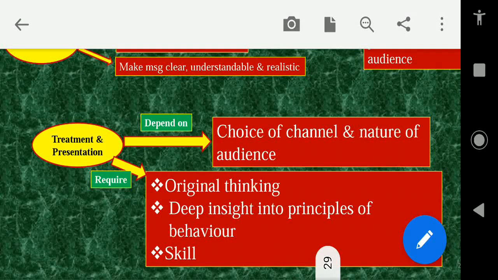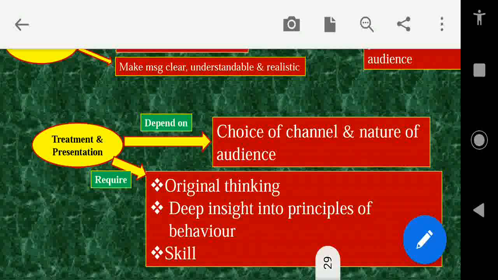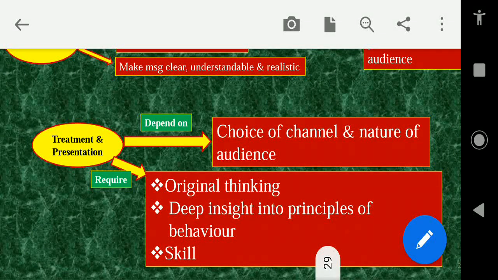Treatment and presentation of the message shall depend to a great extent on the choice of the channel and the nature of the audience. Treatment and presentation of a message usually require original thinking, deep insight into the principles of human behavior, and skill in creating and using refined techniques of communication.